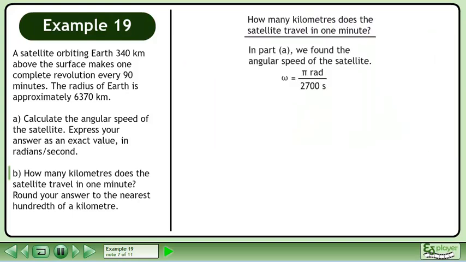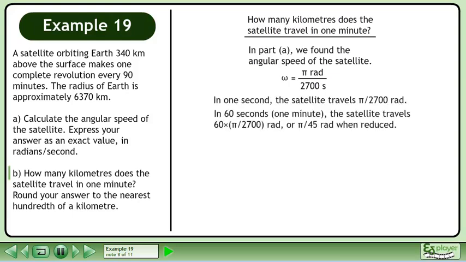In Part A, we found the angular speed of the satellite, pi over 2,700 radians per second. In 1 second, the satellite travels pi over 2,700 radians. In 60 seconds, 1 minute, the satellite travels 60 times pi over 2,700 radians, or pi over 45 radians when reduced.